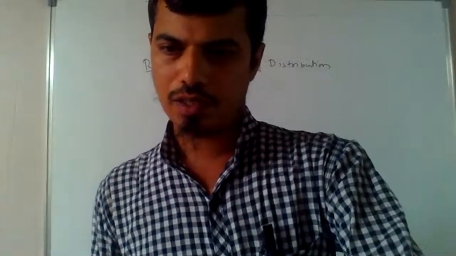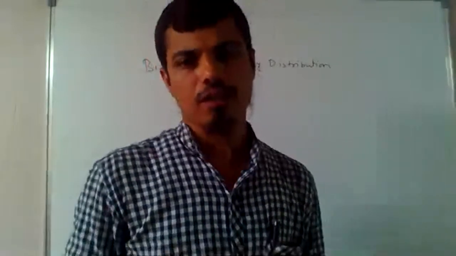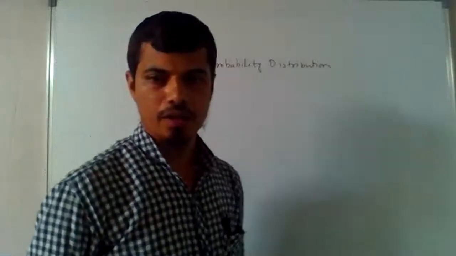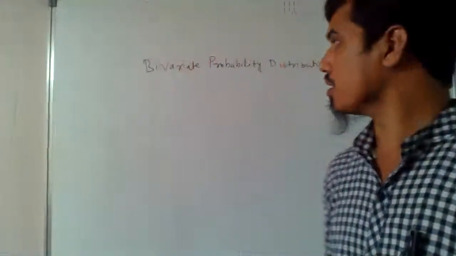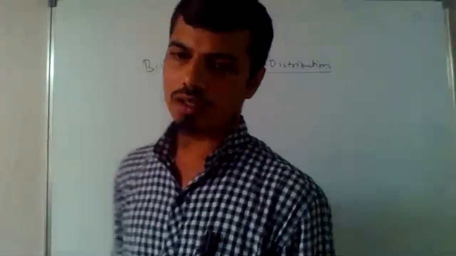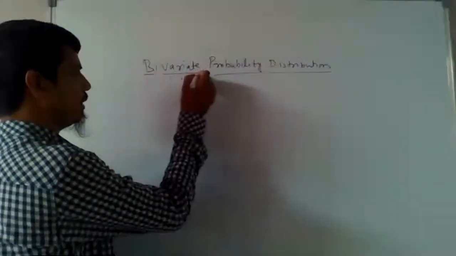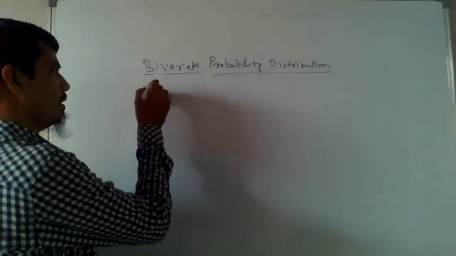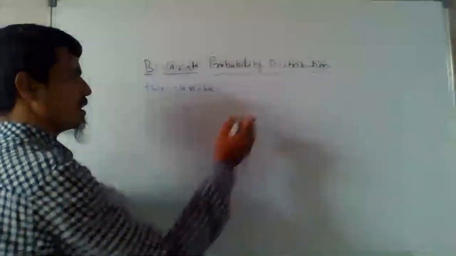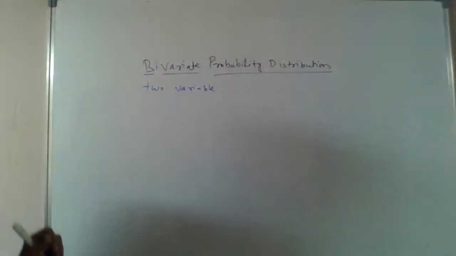Okay, so we'll start this one. So now today we are going to discuss bivariate probability distribution. In the previous classes, we discussed probability distribution for a single random variable. But now here we are going to discuss probability distribution for two random variables. Since we are going to discuss probability distribution, these are the two random variables.